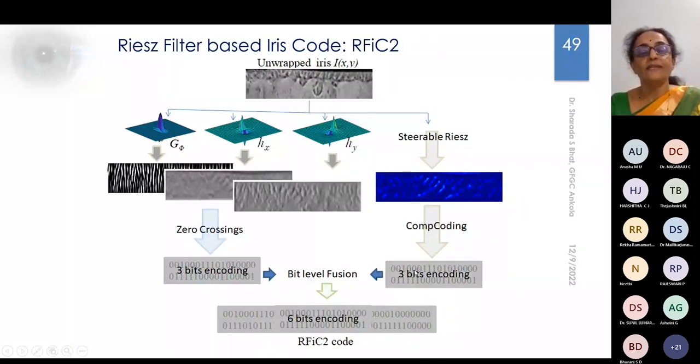And the input iris is encoded into 3 plus 3, so it's a bit level fusion. Fusion means we have simply appended these 3 bits after this. So the first 3 bits are from the first order Gabor and RISC, and these 3 bits are from the steerable RISC code. Finally, the input iris is encoded into 6 bits. So this is the second iris code here.